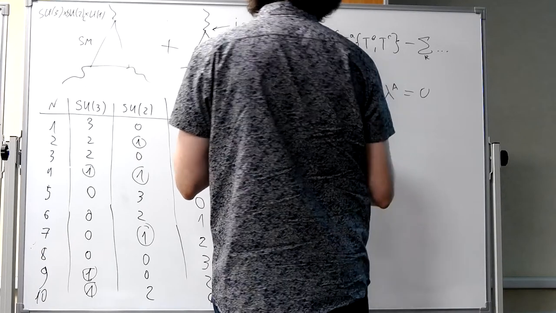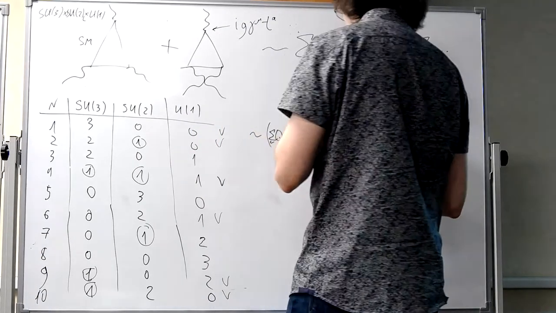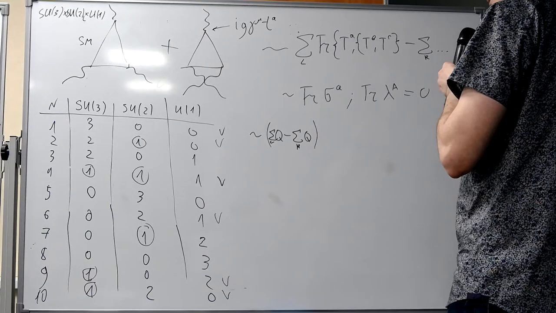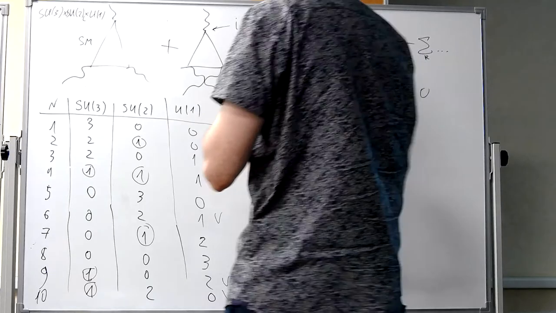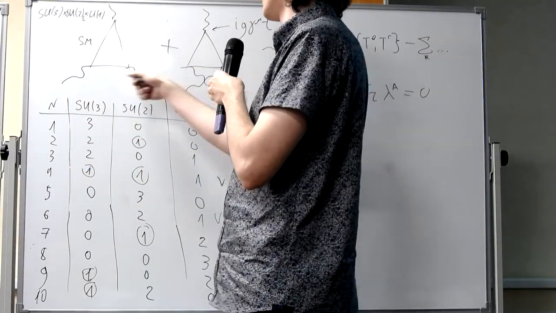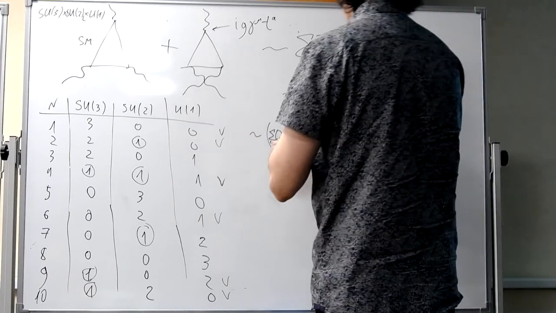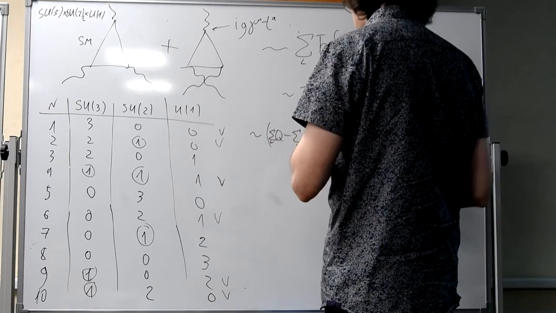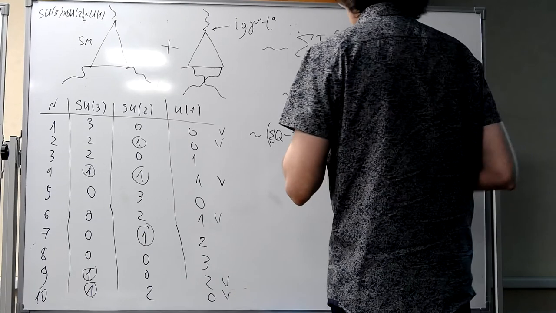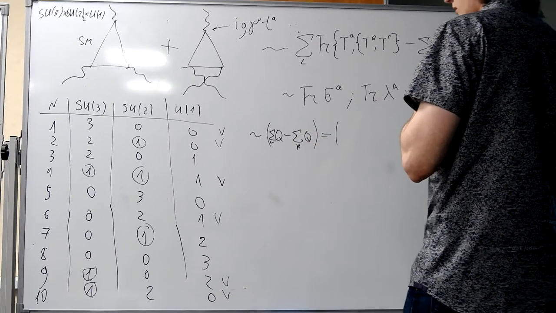QED is vector-like, so there is no anomaly for QED. Only the current strip. It's not the electric charge, it is really the hypercharge that we use. Maybe I can draw it for you.